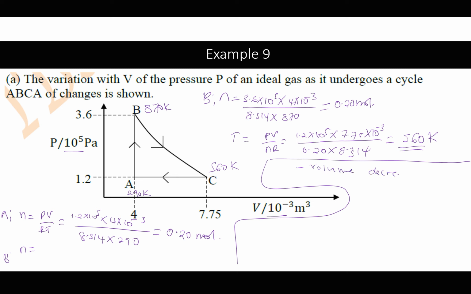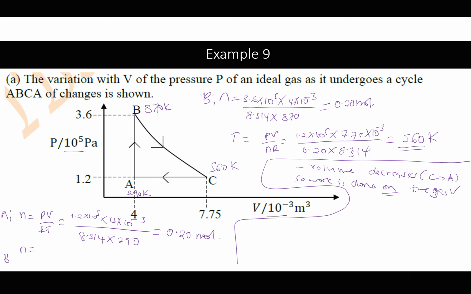Volume decreases. That is from C to A. The volume decreases, and if the volume is decreasing, it means work is done on the system. So work is done on the gas. That's why we are saying it involves external work. The volume of the gas is decreasing, meaning that the work is done on the gas.